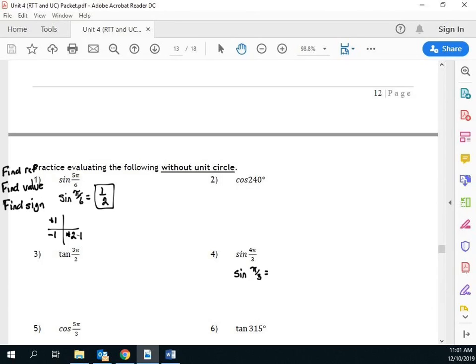Square root of 3 over 2. Did y'all find it? Pi over 3, which is 60 degrees. You go there, go right below. The very first number you see is 3, so it's the square root of 3 over 2.